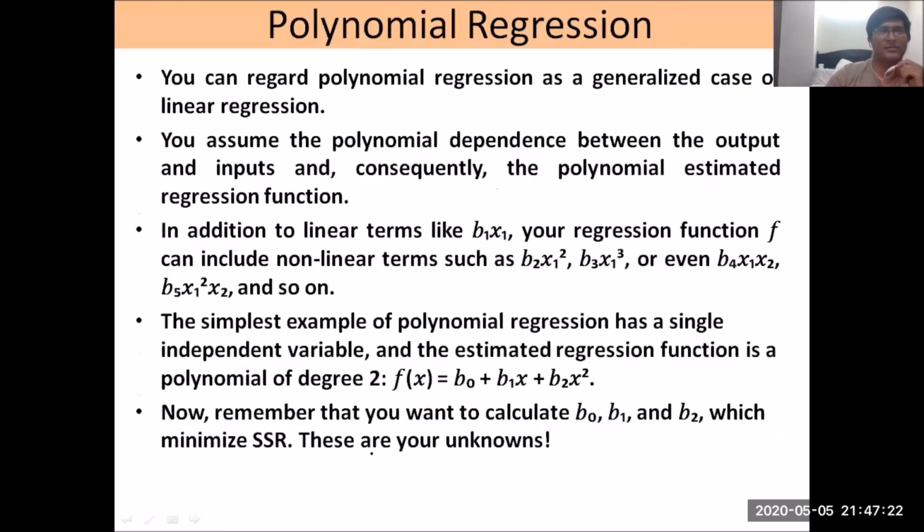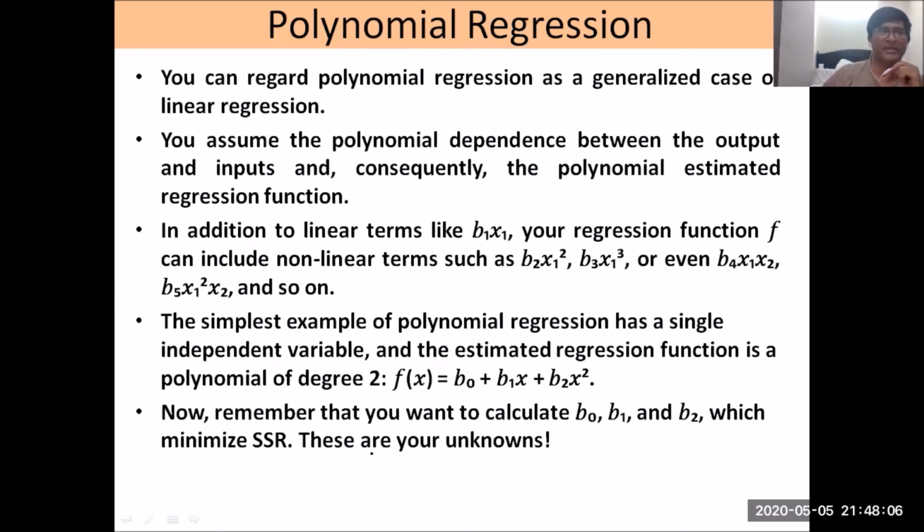We can have a case of polynomial regression also, which is a generalized case of linear regression. We assume a polynomial dependence between the output and the inputs. As of now, we were talking about dependency in linear terms only. But if the dependency is mathematically polynomial, then we would be talking about polynomial regression, right? So I hope that is clear. In one case we had linear dependency between the dependent and independent variables, but here the dependency is mathematically polynomial.